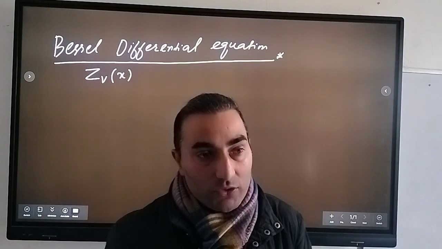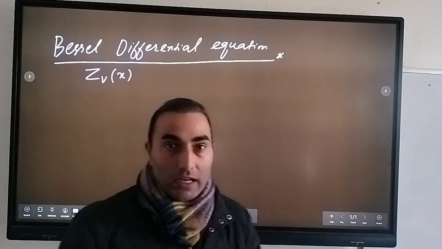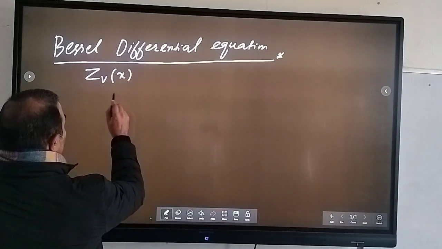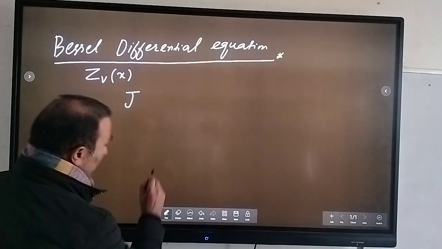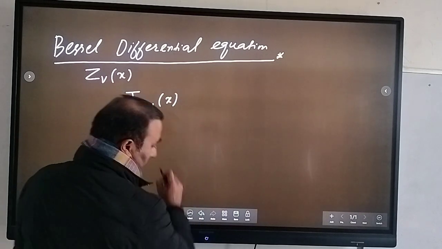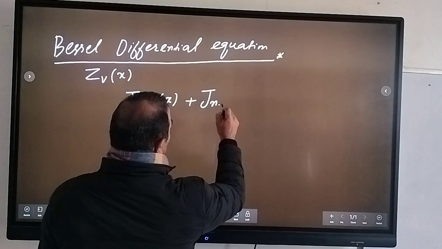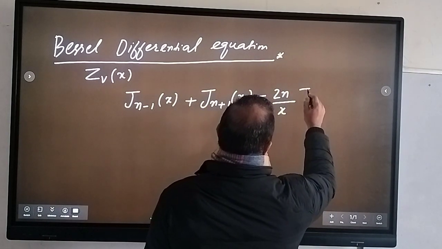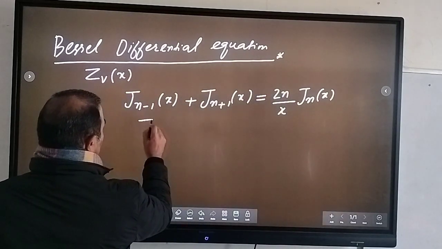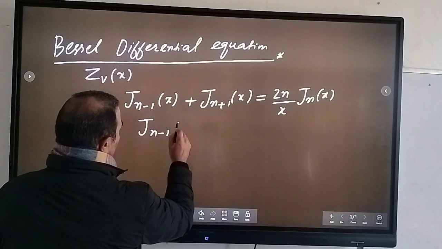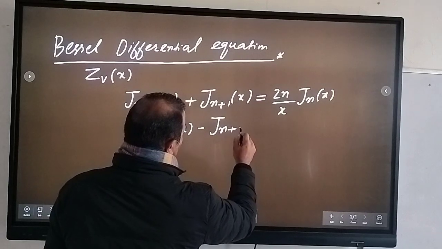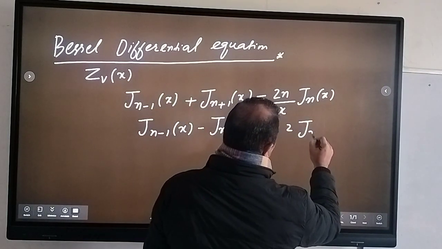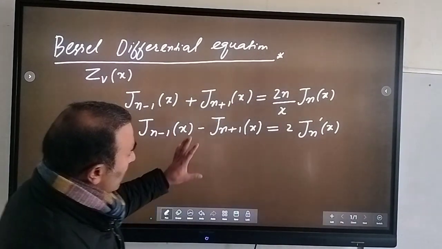So we have already calculated those recurrence relations. If we consider the first two recurrence relations, obtained by differentiating the generating function with respect to x and then with respect to t. So if you remember, the first recurrence relation was J n minus 1 of x plus, that's equal to, and the second recurrence relation was, okay. So these were the two recurrence relations.